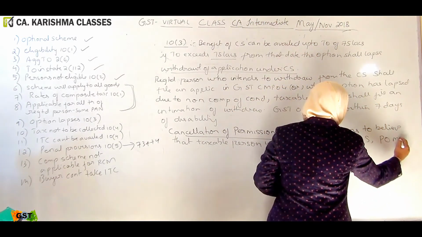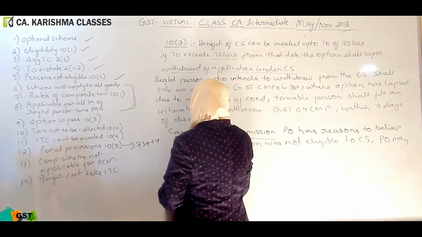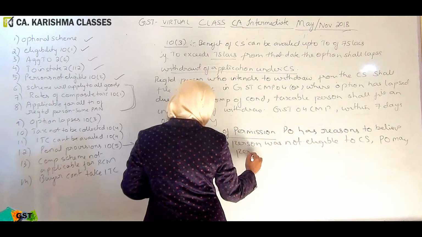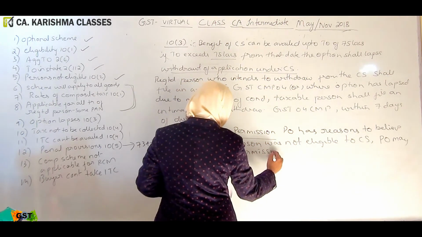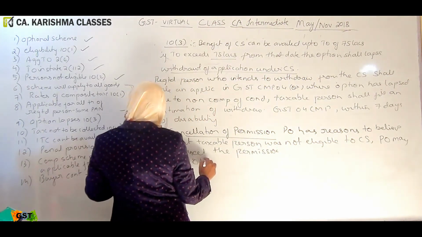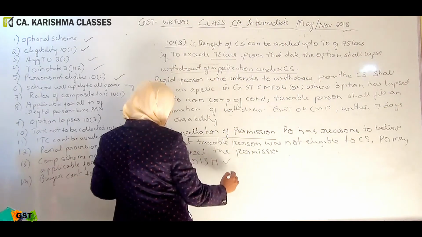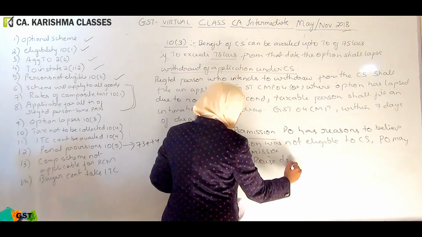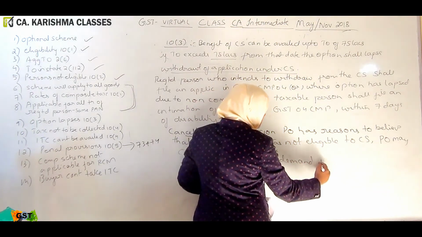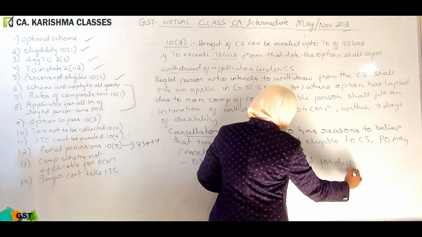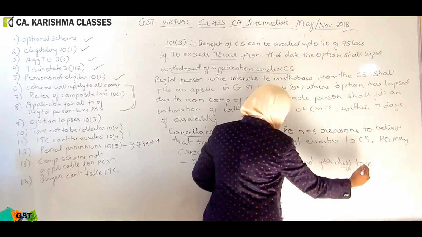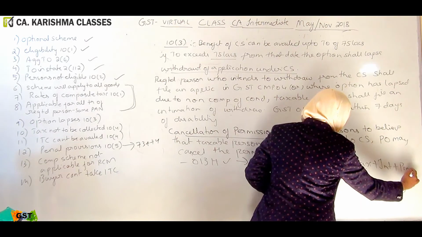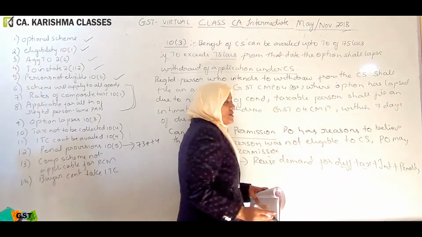Proper officer may cancel the permission. The permission for composition scheme will be cancelled after giving opportunity of being heard, and he will raise demand for differential tax plus interest plus penalty. How much and all we will study later.